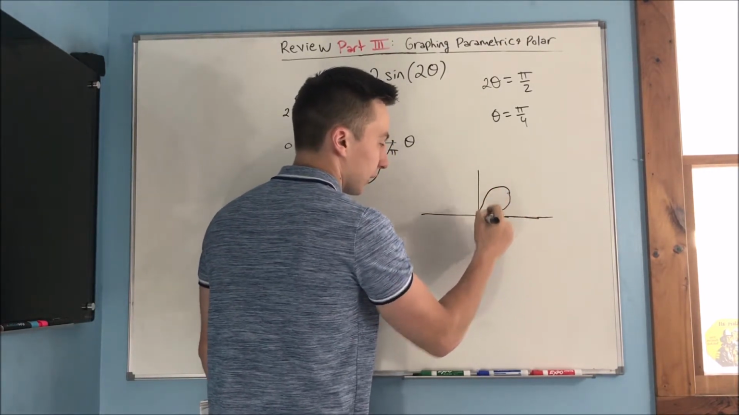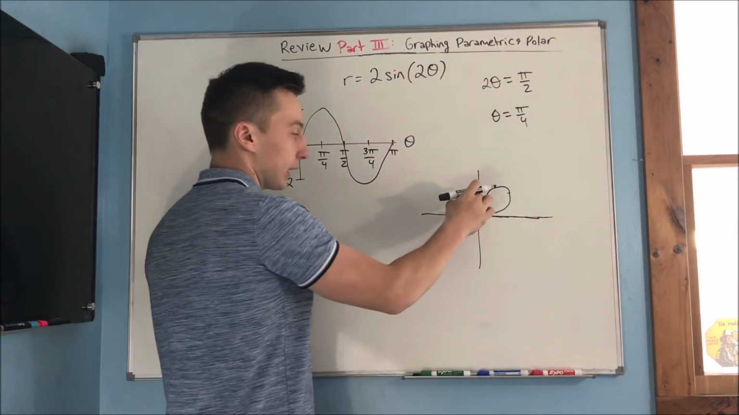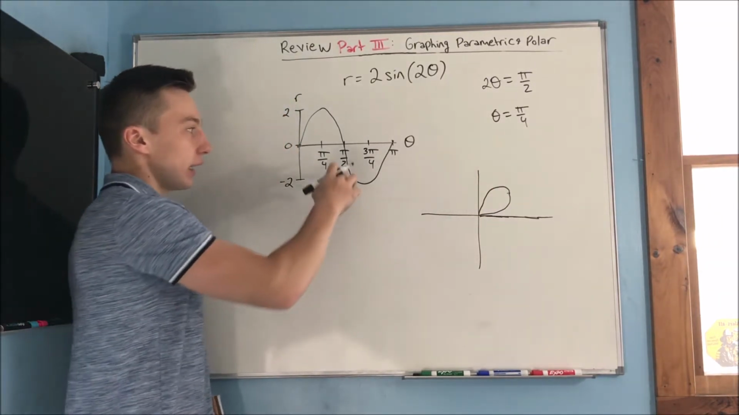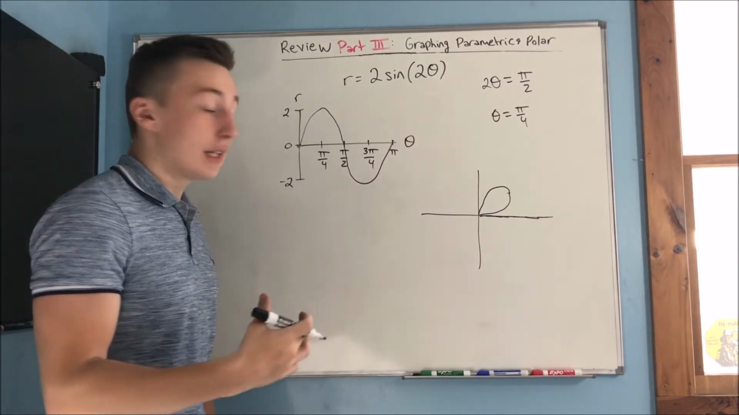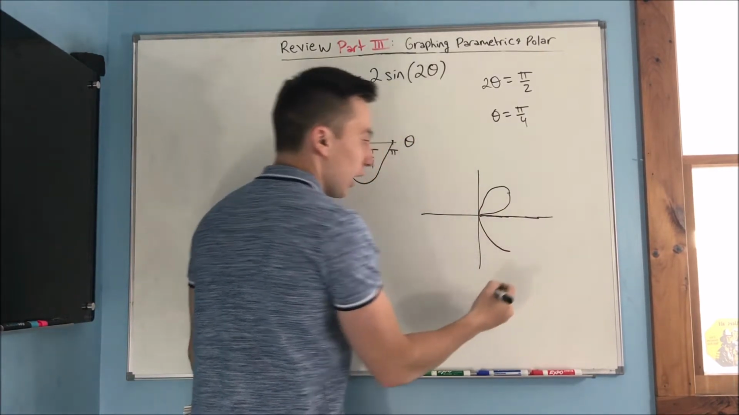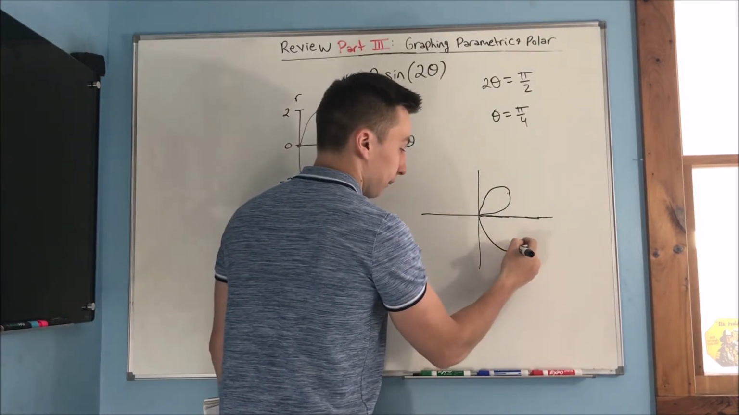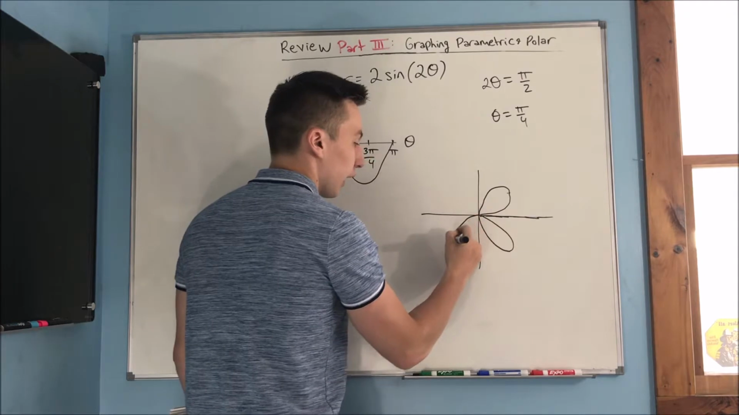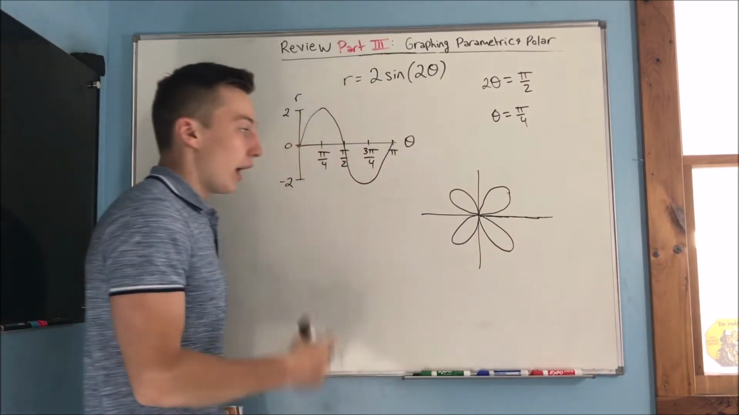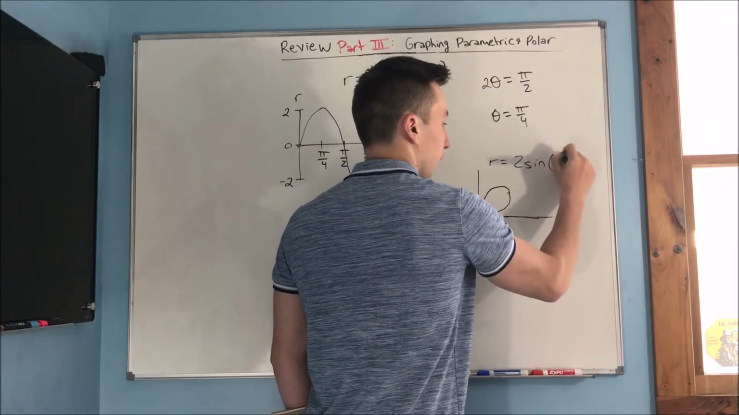So that's going to look like this. Next we're going from pi over 2 to 3 pi over 4. That's from pi over 2 to 3 pi over 4, over here, but it's in the negatives. So what that means is that we're going to be going this way instead. And you can kind of see a pattern here. We're getting that little four-leafed rose. And we can just complete this here, and that is the graph of r equals 2 sine of 2 theta.